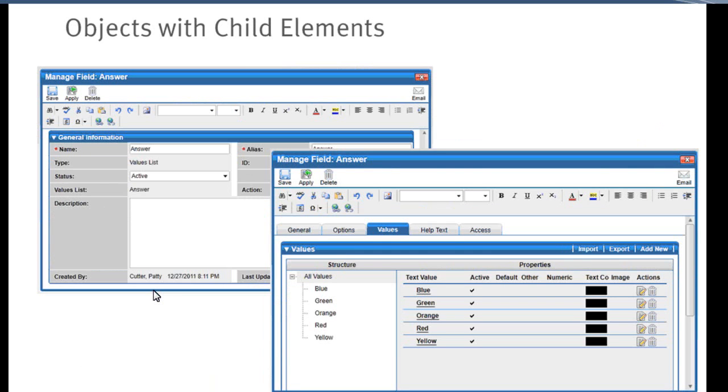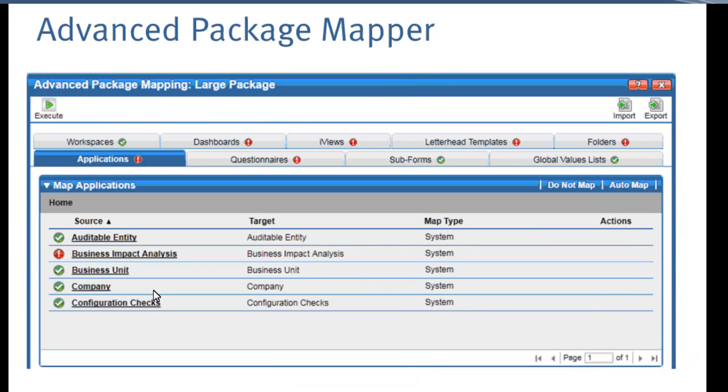Some level 2 objects have child elements. For example, a values list is a child of a values list field. So in this example, blue, green, orange, red, and yellow are the child elements and will be transferred in a package. This is a screenshot of the advanced package mapper. Each of the root objects has a tab at the top of the screen with an icon that indicates whether or not the mapping is complete.